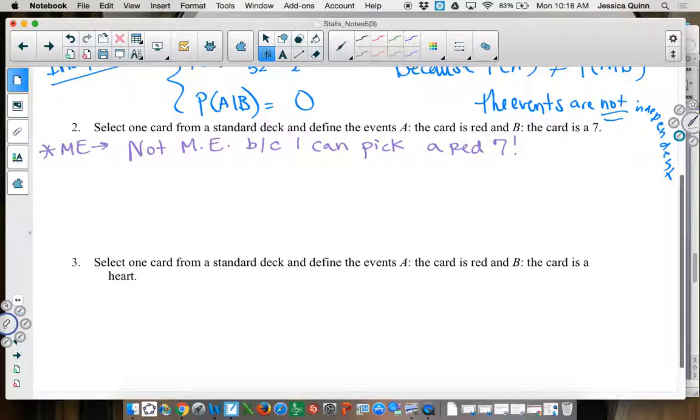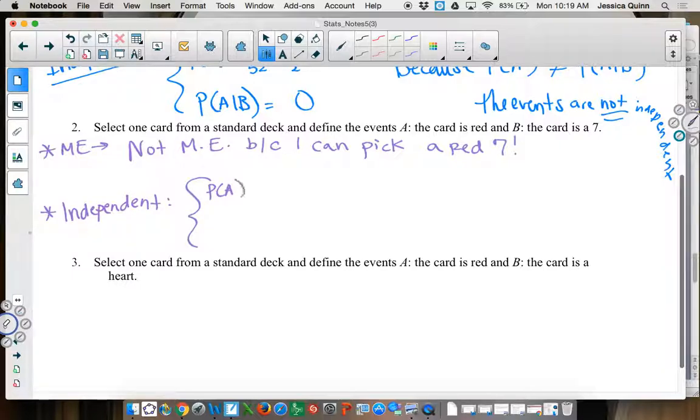Okay, so the first one, the events were mutually exclusive because there are no red clubs. This one, the events aren't mutually exclusive because I can have a red 7, right? Okay.